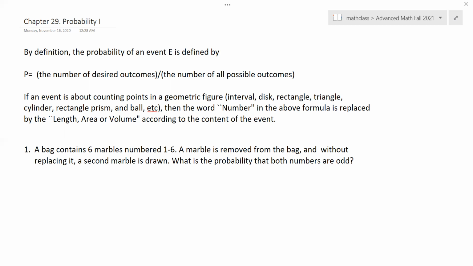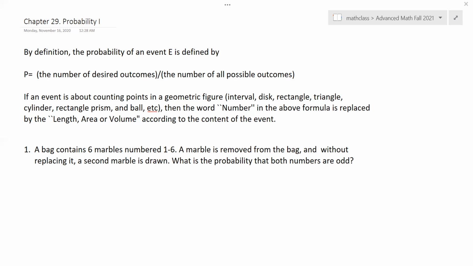By definition, the probability of an event, in general we call it an event, is defined by the ratio. The numerator is the number of desired outcomes. The denominator is the number of all possible outcomes.